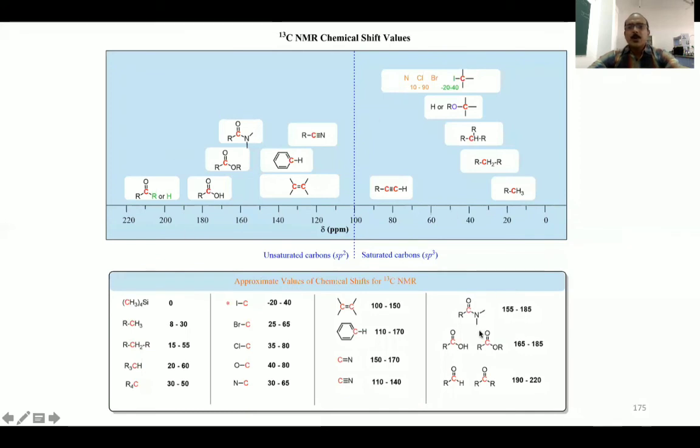So you need to memorize these values. You don't have to memorize the exact value, but you need to know the range for assigning the carbon value when the structural elucidation or composite problem is given for solving purpose. So these are the chemical shift values, and as I said, these are approximate chemical shift values for the C13 NMR, and that you have to remember.